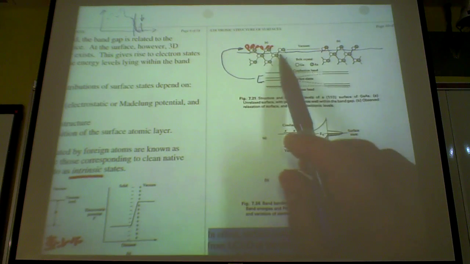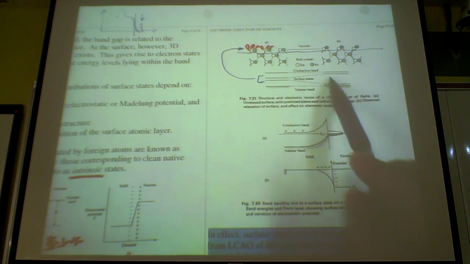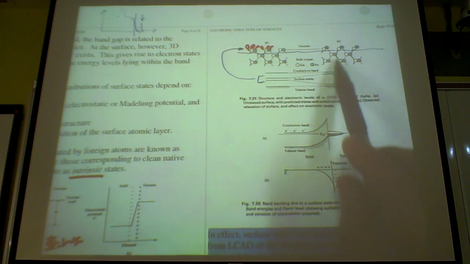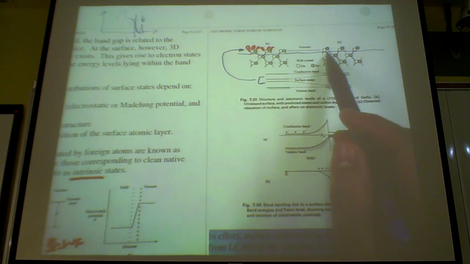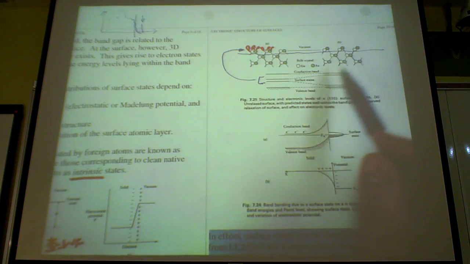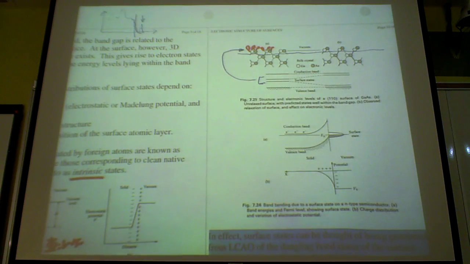But if you allow it to reconstruct, these surface states actually change their position, as they should. Why? Because the physical position of the atom has shifted, right? We have reconstructed, meaning that it has changed. With a different physical structure, the energy level, of course, will change.